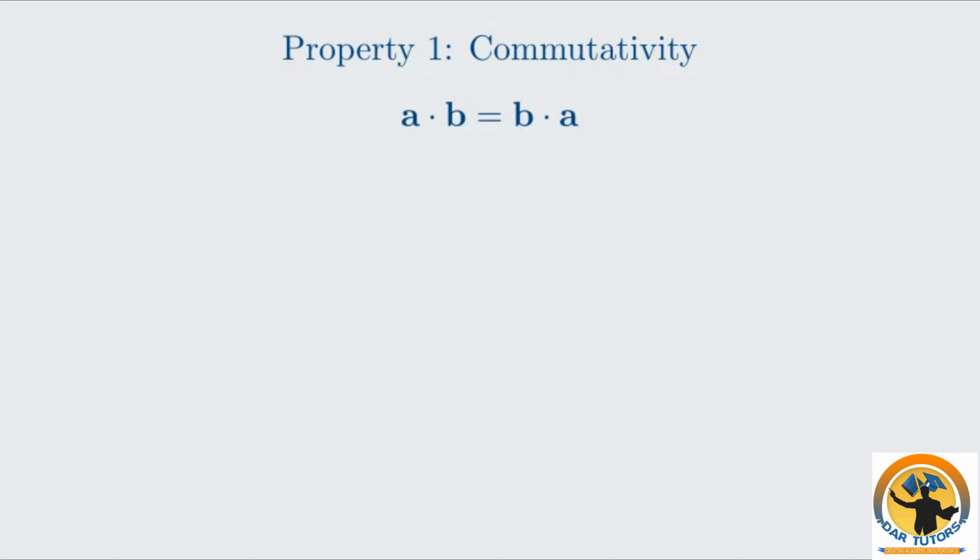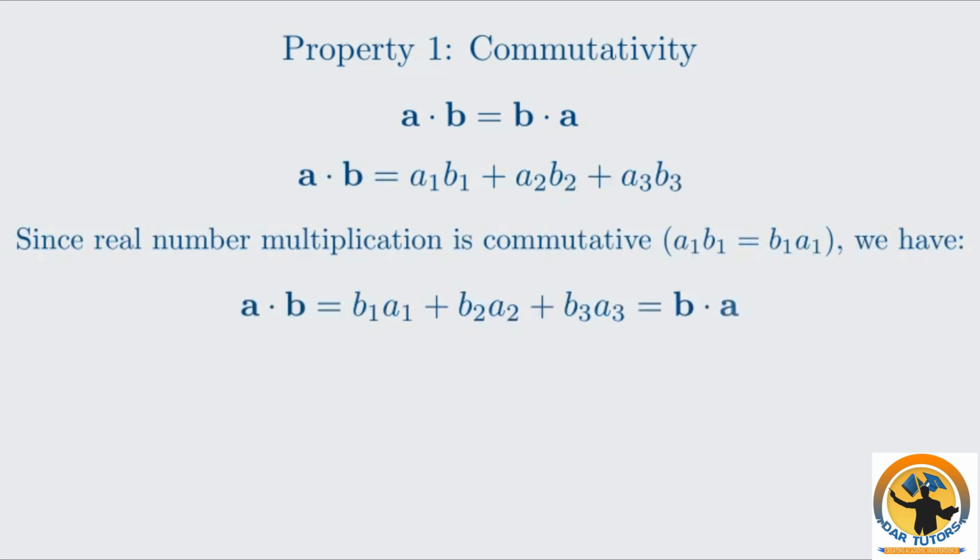Now, let's look at some important properties of the scalar product. First, it is commutative. This means the order of the vectors does not matter. A dot B is always equal to B dot A. Let's prove this using our general vectors. We know A dot B is A1B1 + A2B2 + A3B3. Since multiplication of real numbers is commutative, we can rewrite this as B1A1 + B2A2 + B3A3, which is exactly the definition of B dot A. This confirms the commutative property.